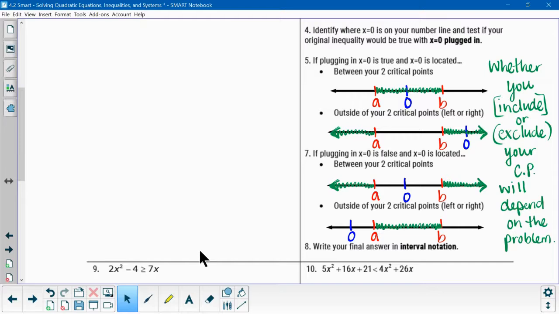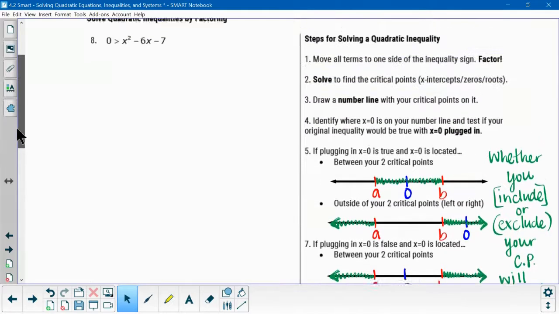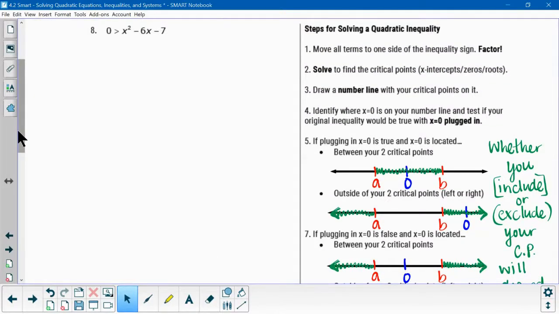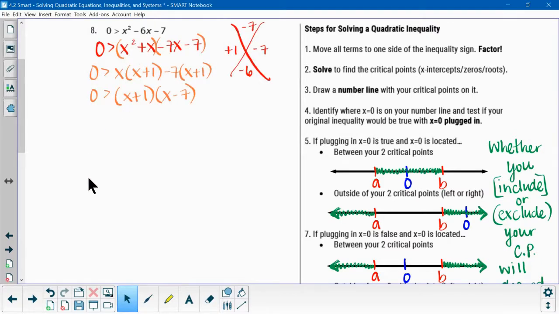So it's going to depend on what the inequality looks like originally for us to determine that at the end. So let's go ahead and give this a go. For our first problem, I'm going to already see all of my terms are on one side, so I'm going to start by factoring.